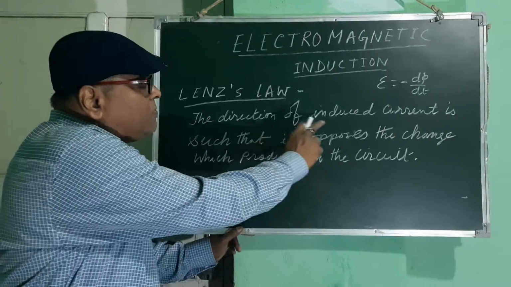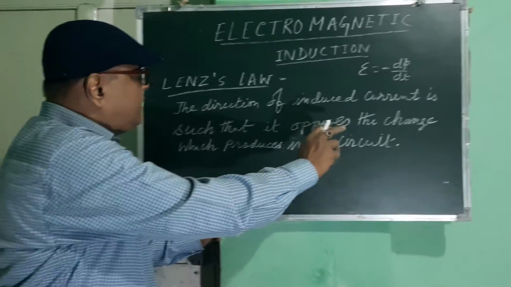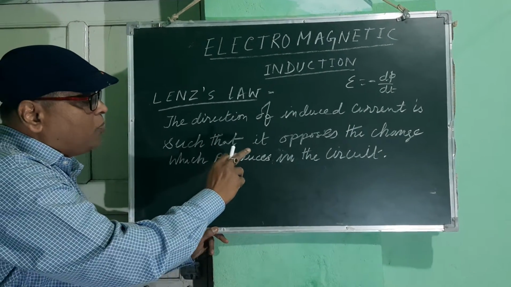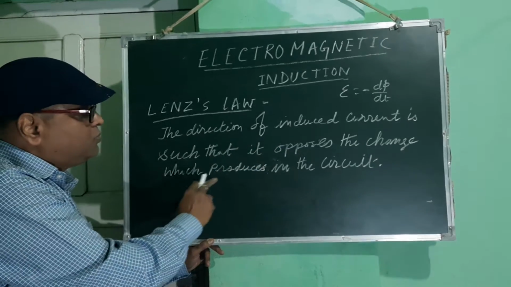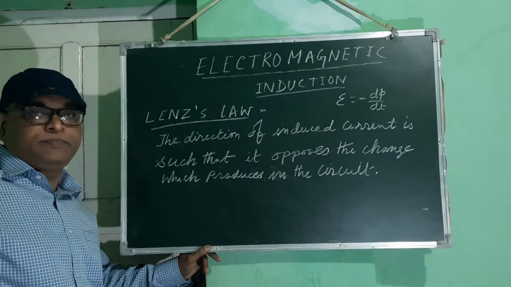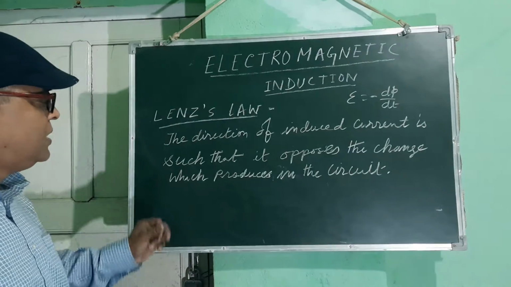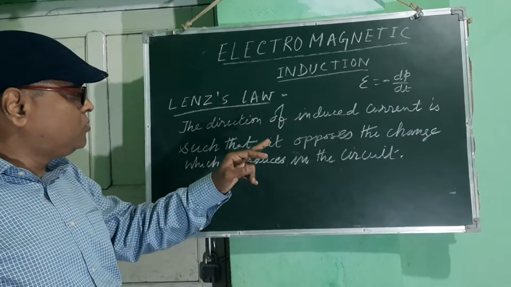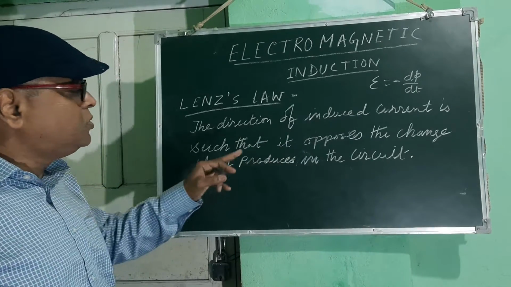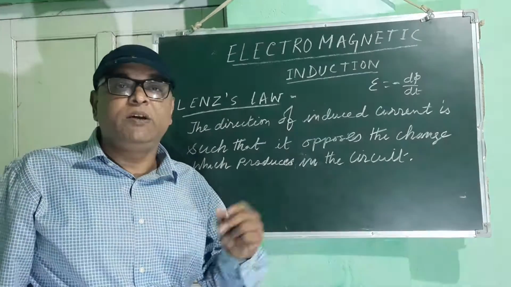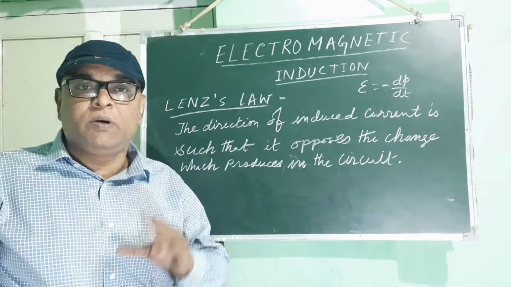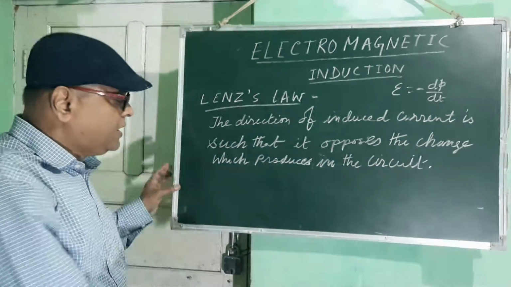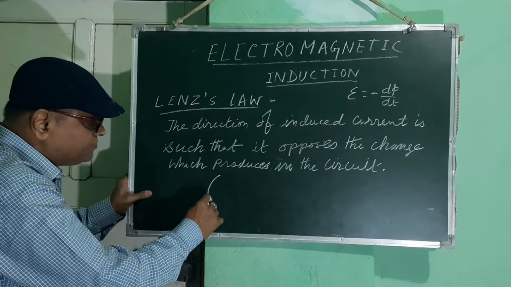The direction of induced current in a circuit is such that it opposes the change which produces it in the circuit. A very important law. What is the meaning of that? क्या हो रहा है इसमें? Try to understand. Just see, there is one thing present.